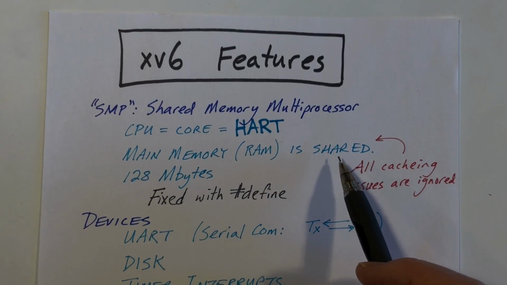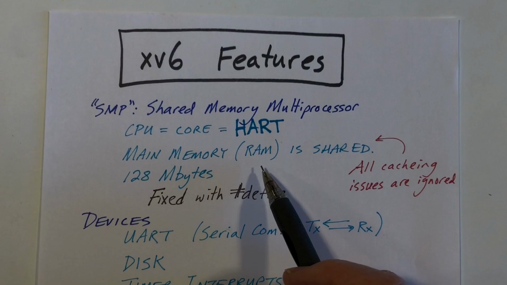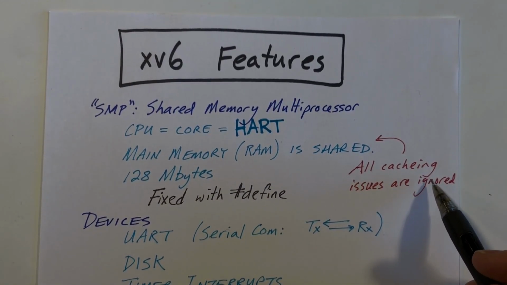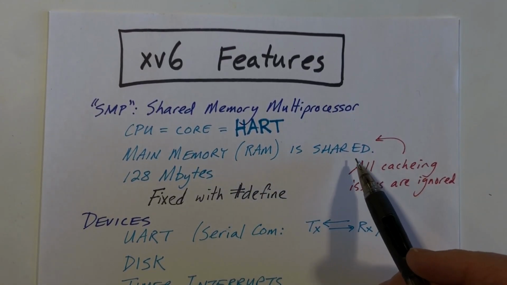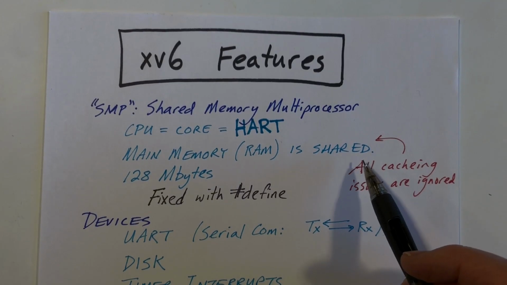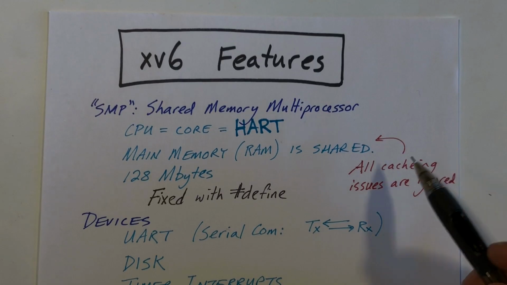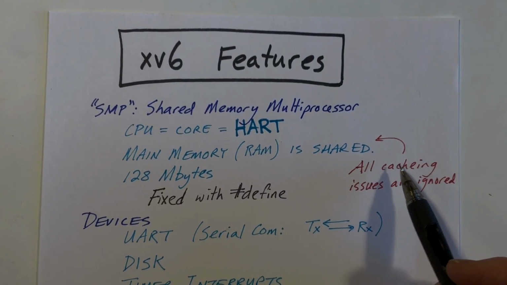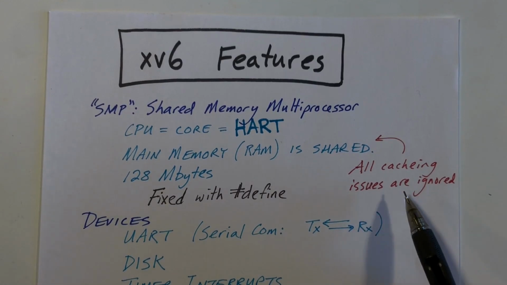Okay, main memory is shared. Sometimes we call it RAM. In a real operating system, the issues regarding the caching of main memory, L1, L2, and so on, are important, and the kernel needs to sort of work around the caching schemes and caching system in order to improve performance. In this kernel, all concerns about caching are completely ignored.